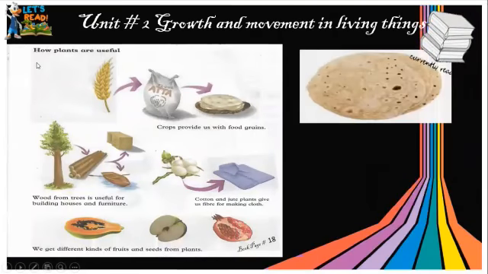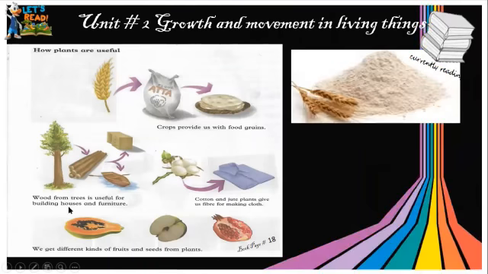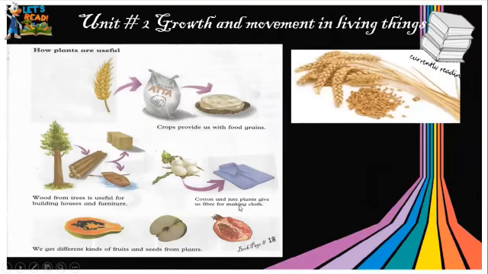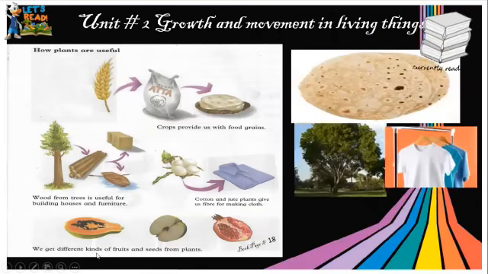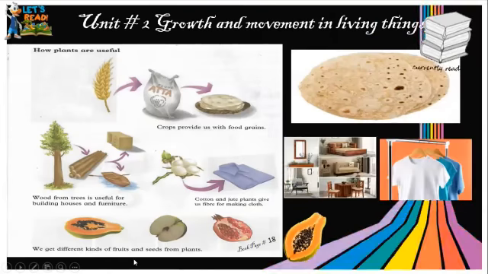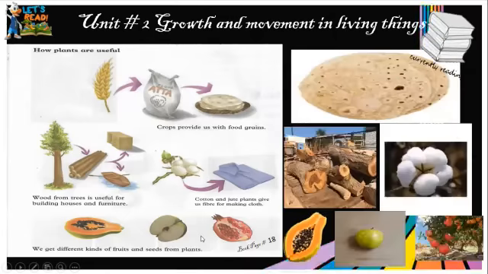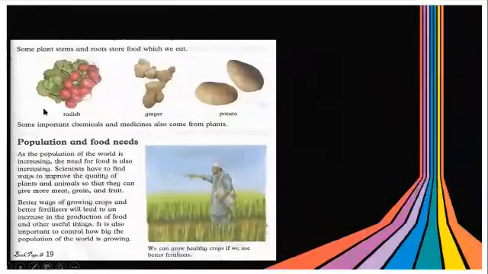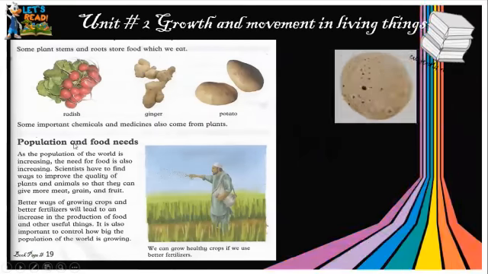Book page number 18. How plants are useful. Crops provide us with food grains. Wood from trees is useful for building houses and furniture. Cotton and jute plants give us fiber for making clothes. We get different kinds of fruits and seeds from plants. Page number 19. Some plant stems and roots store food which we eat. Some important chemicals and medicines also come from plants.